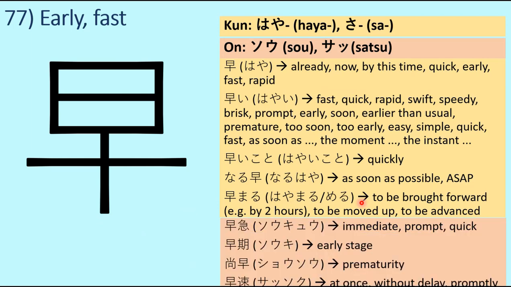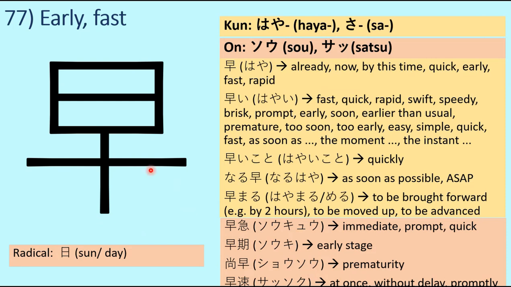These are few On'yomi meanings. So the first one is sokyu. Sokyu is immediate, prompt, or quick. Then we have soki, which is early stage. Then we have shoso. Shoso is prematurity. And then we have sassoku, the last one, sassoku, which is at once or without any delay, that is promptly.